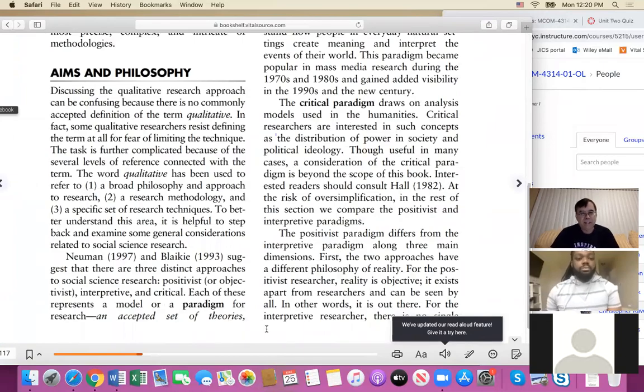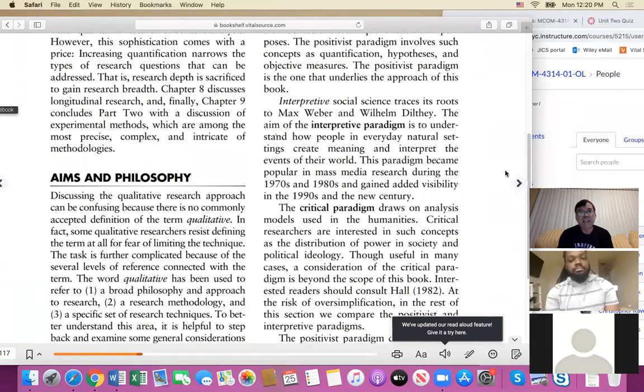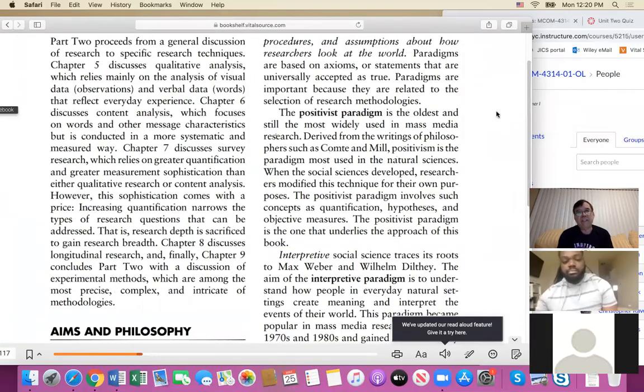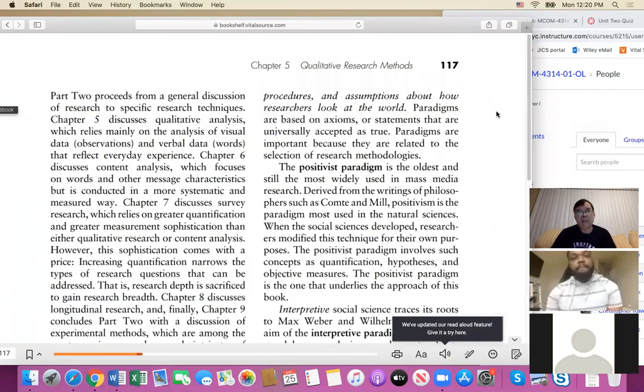Each of these represents a model or a paradigm for research, an accepted set of theories. This is the definition. Accepted set of theories, procedures, and assumptions about how researchers look at the world. That is an answer to a quiz question on chapter 2, on quiz 2. It's in chapter 5. Now, the paradigms are based on axioms.